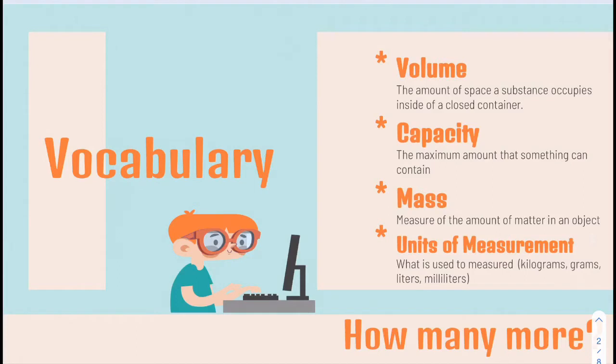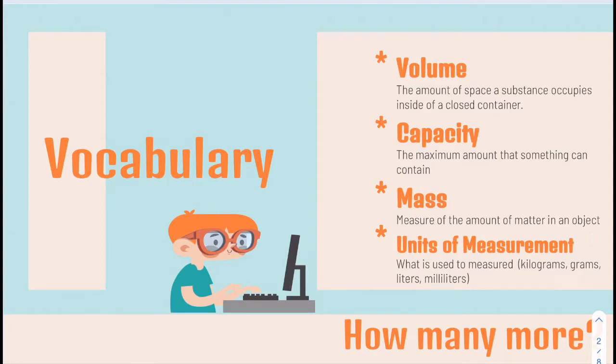So starting with volume, volume is the amount of space a substance occupies inside of a closed container. So really all that means is if you filled up a bottle or a bathtub or a fish tank or a coffee cup with water or coffee or whatever the substance may be, it has to be a closed container so your liquid doesn't go everywhere. That is the measure of how much liquid is inside of that container, how much substance. If you were making slime, for instance, it would be how much slime is in your container that you're making it in. That is the volume.